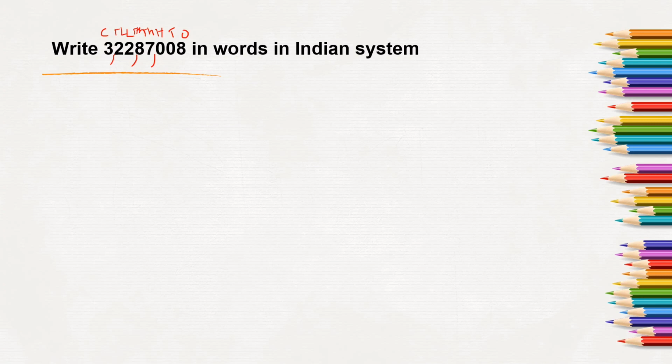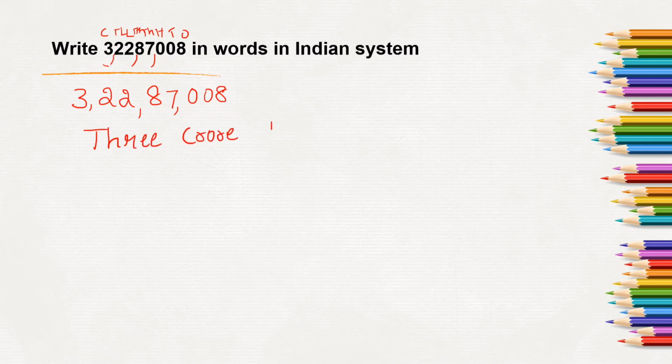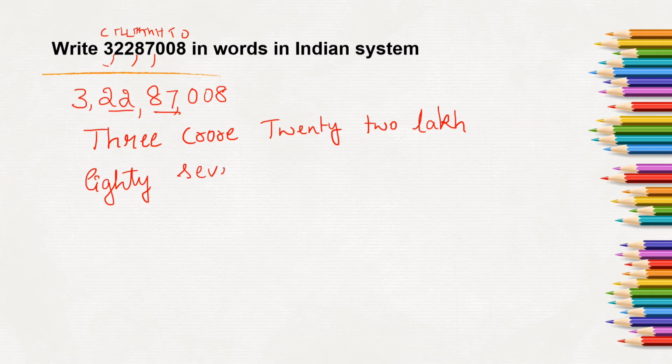And then we got to know here it's 3 crore, 22 lakh, 87,000 and 8. In words, we'll write as three crore, twenty-two lakh, eighty-seven thousand, and eight.